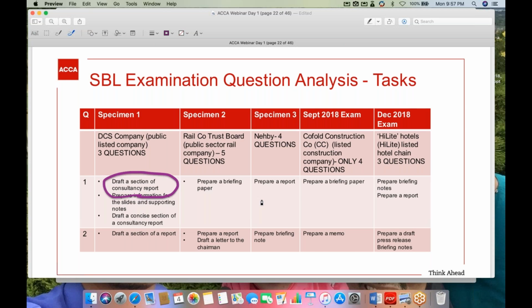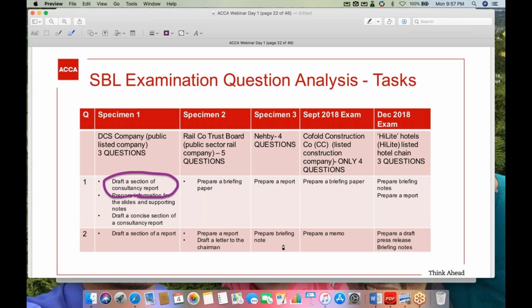And question number 2 is still a draft section here. Then you have prepare reports for specimen 2, and you are asked to draft a letter to the chairman. So you actually need to know how to write a letter to the chairman. You must know your role, so that you'll be able to construct this particular sentence and write a letter to your chairman.